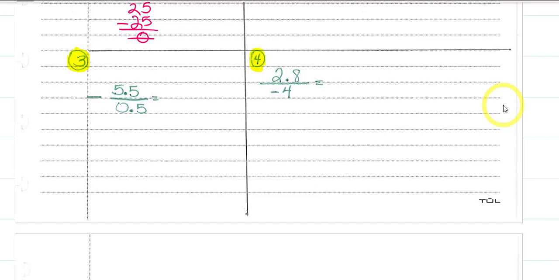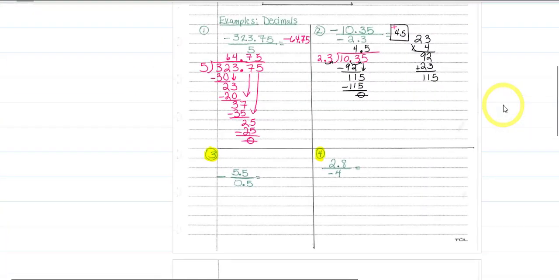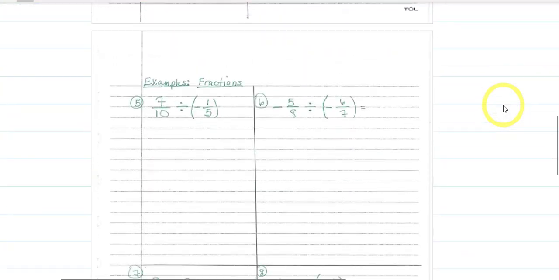Now we're going to move on to fractions. So far we've gone over decimals. Let's take a look at fractions.